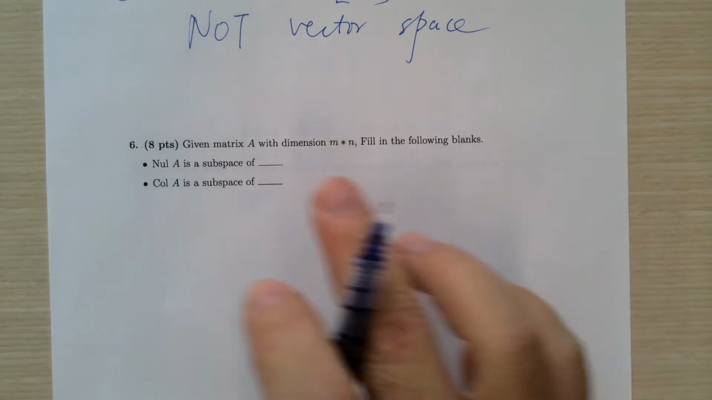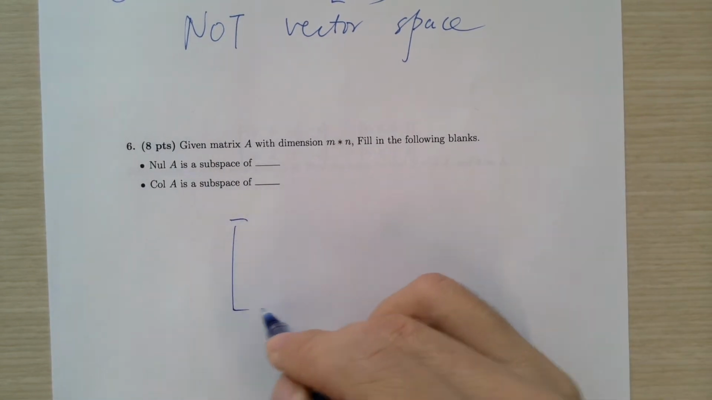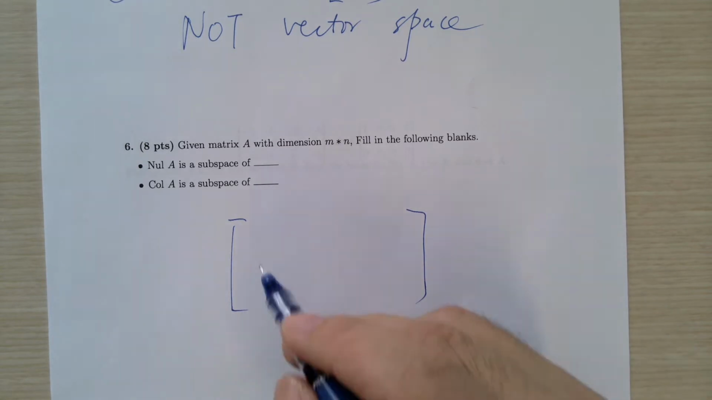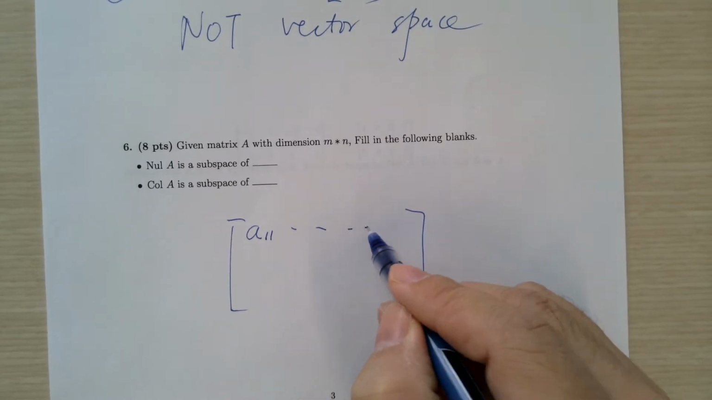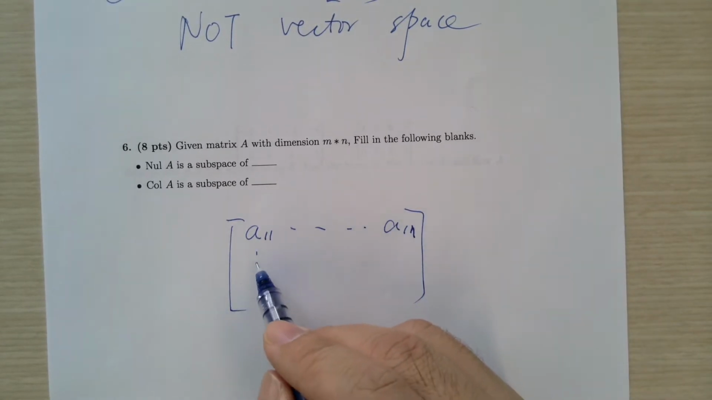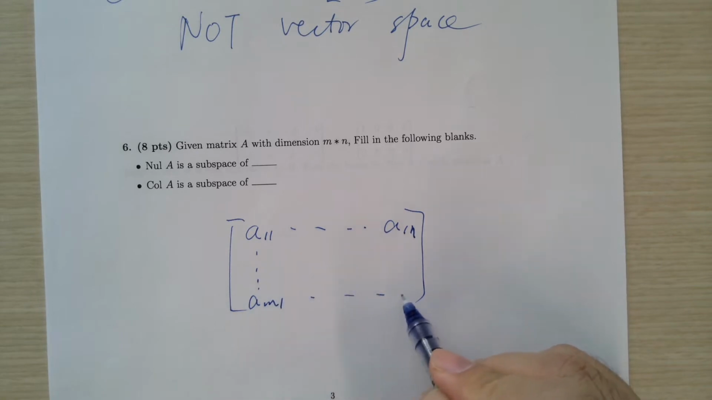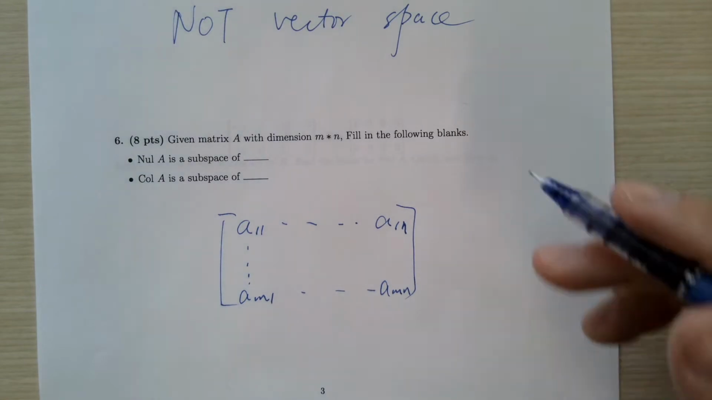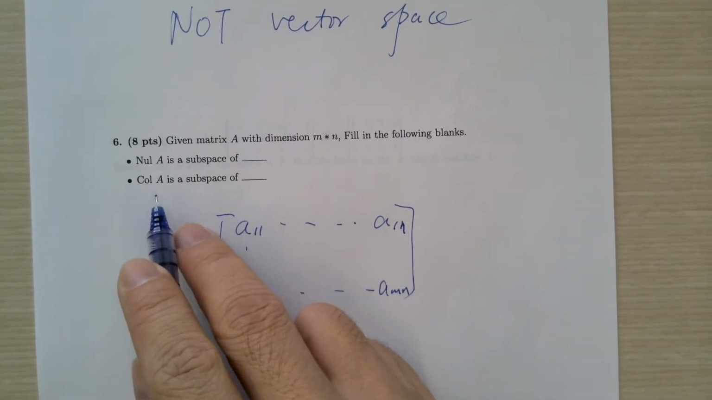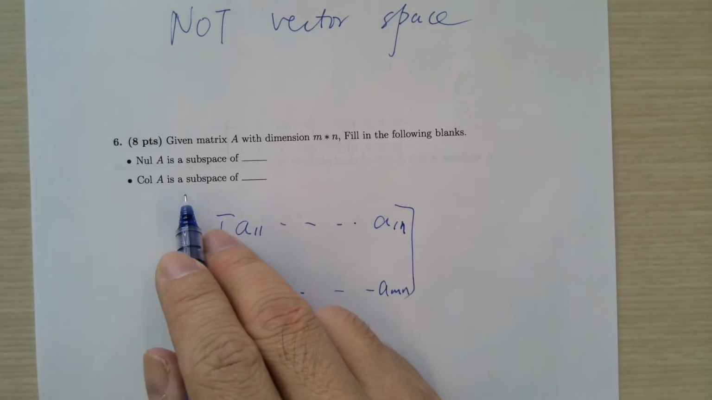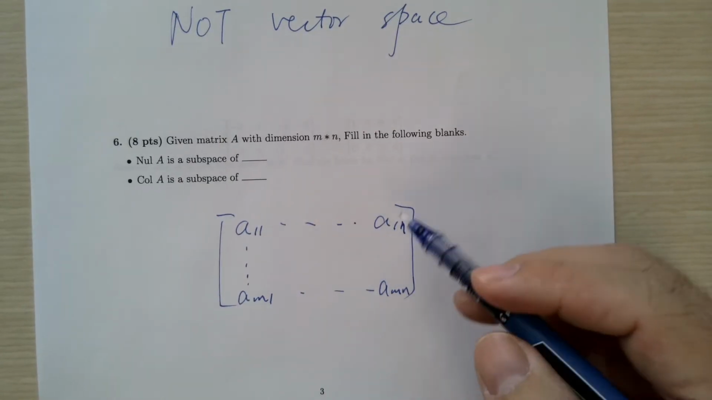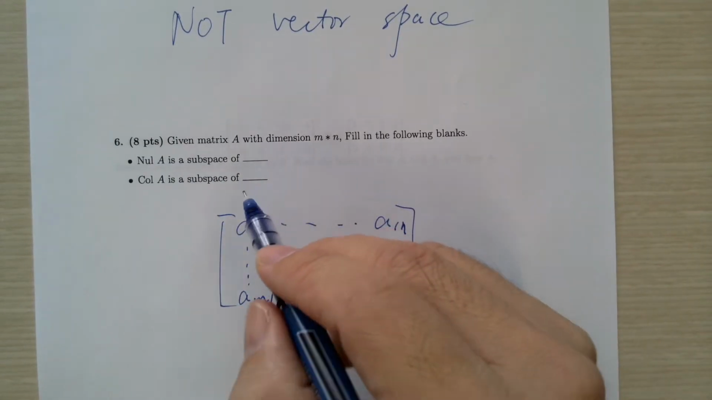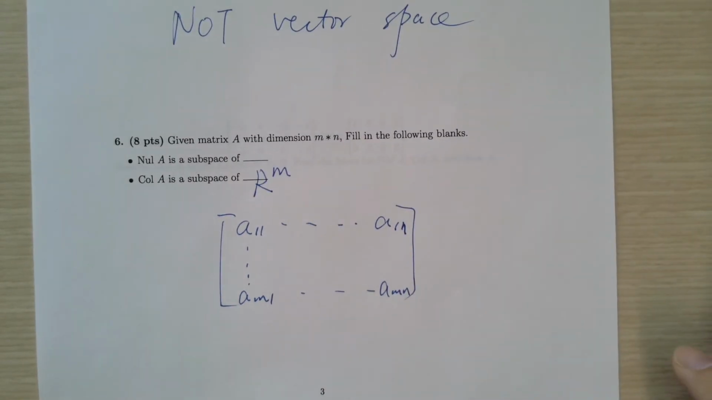Number 6. Give me a matrix with dimension m by n. So if we have this, A11 up to A1n, Am1 up to Amn. Keep in mind the column space of matrix A. It is the span of all the column vectors, right? So this is going to be a subspace of R^m, right?